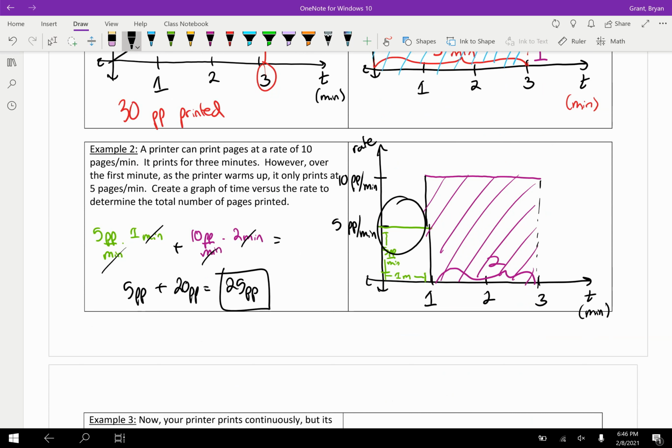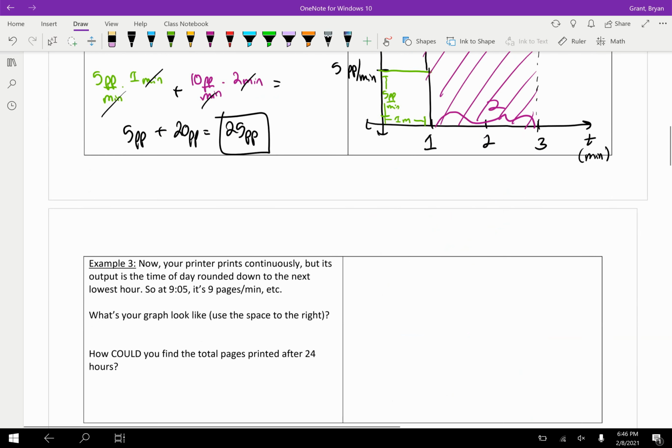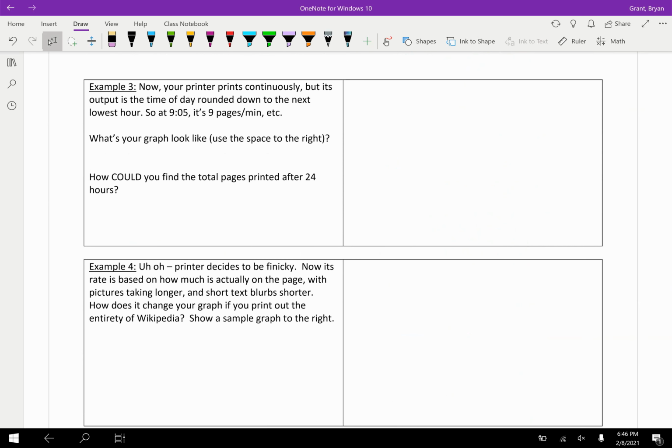We're using a slower rate for this first minute, so it should make sense that we have slightly fewer pages. Good for us. All right. Now our printer prints continuously, but its output is the time of day rounded down to the next lowest hour. So when it's printing at 9:05, it's printing at 9 pages per minute, and so on and so forth.